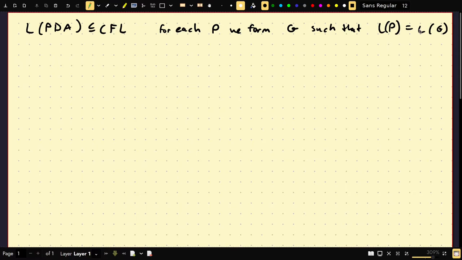What we first need to do, though, is we need to make P nice. So what that means is we sort of pad our definition of a pushdown automata to contain some really nice structure. So the first thing is, one, we have a single start state.